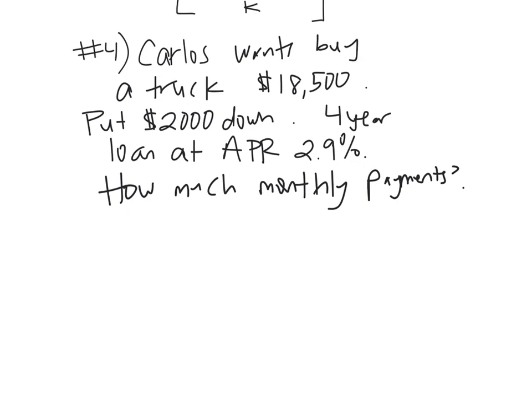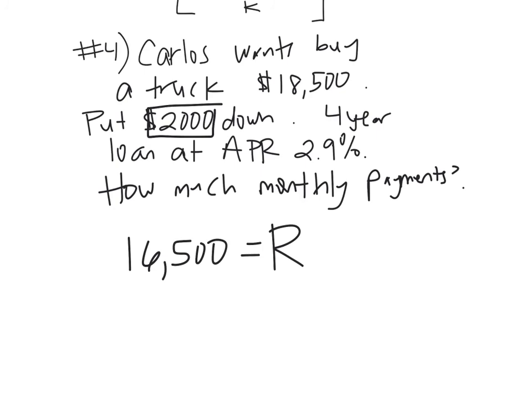But if you're going to buy a truck, you're going to pay a monthly payment each month for 4 years. Okay, so let's find out how much his monthly payments are going to be. So this is present value. PV, I know. He is going to put $2,000 down, so he is going to finance a present value of $16,500. R is the question mark. R is the monthly payments he's going to make here.